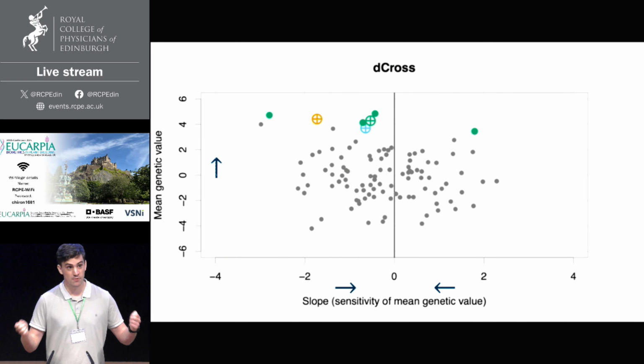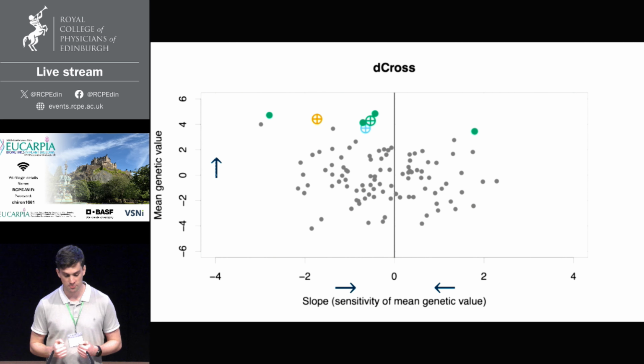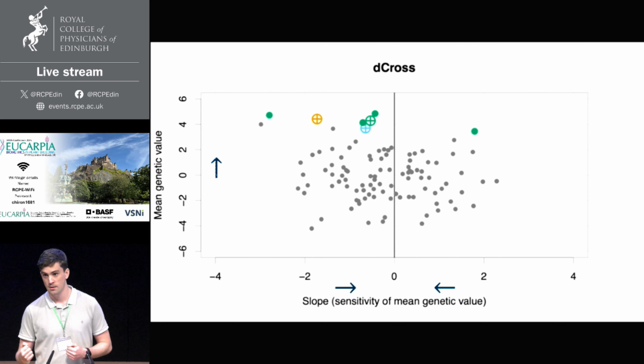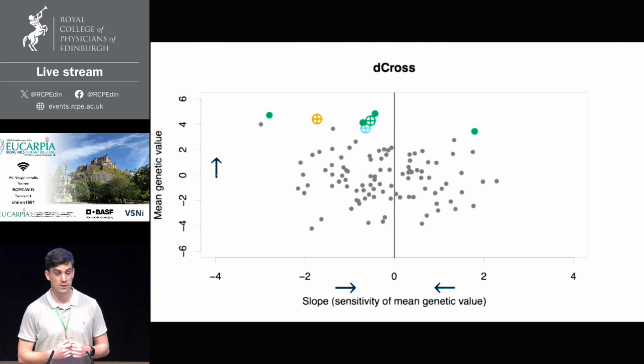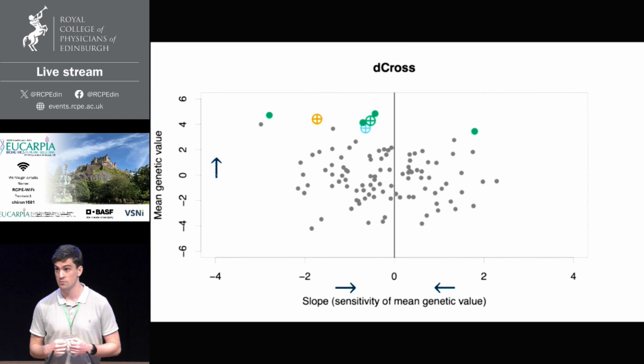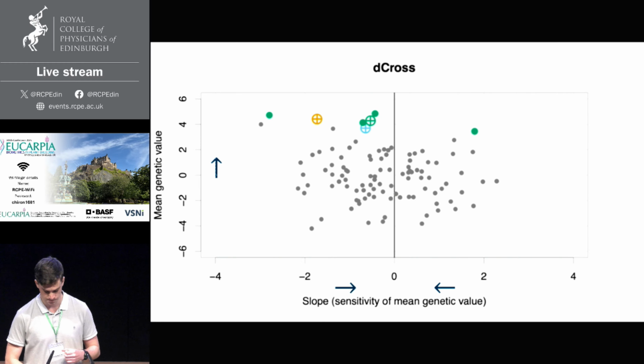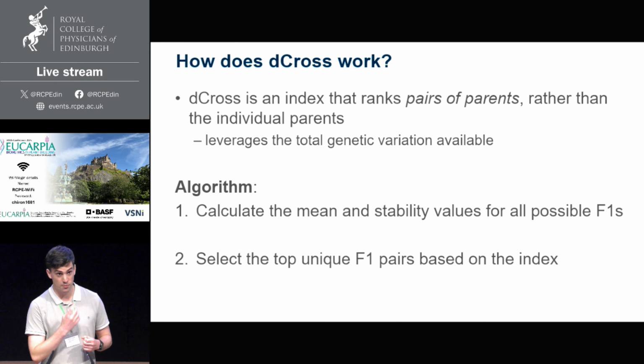And so you can see here, if we're a bit more clever about how we design these crosses, we can get more response in the mean and more stable individuals. And so we're getting about the same as what we'd get if we selected on the mean only, and we're even doing better than if we selected based on that index. So how does this work?